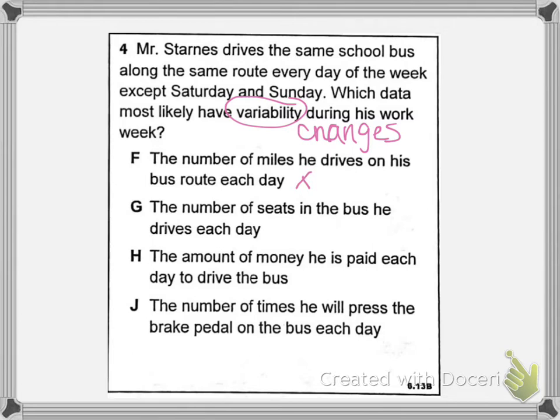And then the number of seats in the bus. So do they take out seats and put in seats in the bus? No. The amount of money he is paid each day to drive the bus. Well, you get paid per hour. If you're going the same rate, it's going to take the same time. Maybe. But probably not likely. And then the number of times he presses the brake pedal on the bus each day. Will that change? Yes. I don't think that we brake the same every single day. So that is your answer.